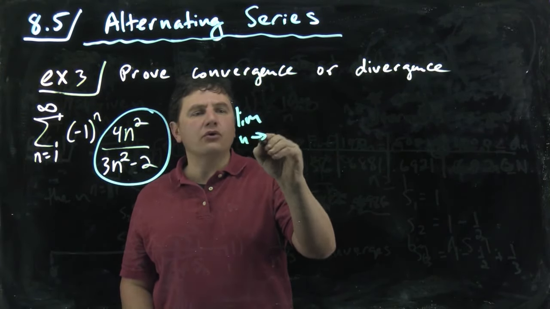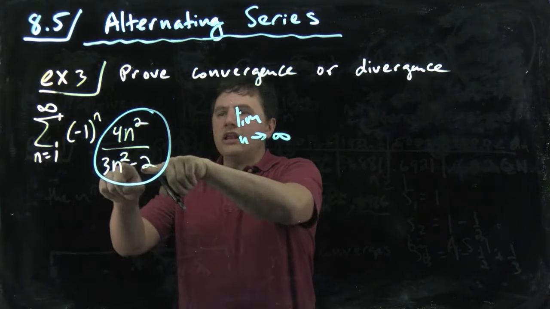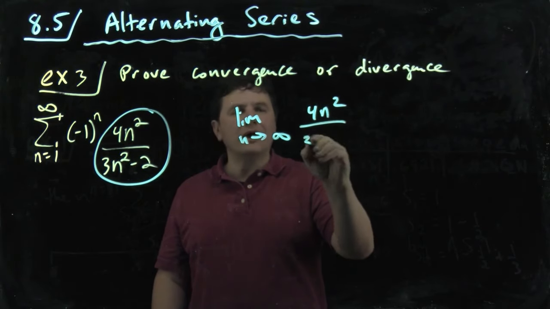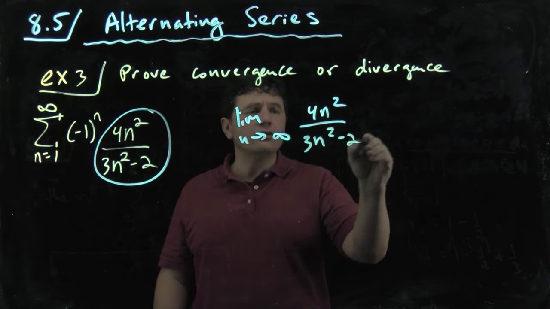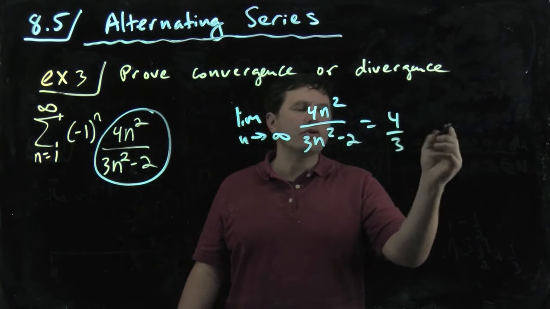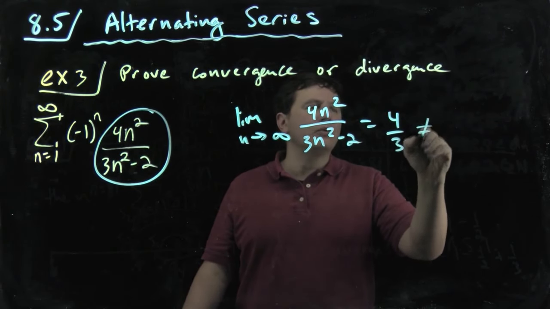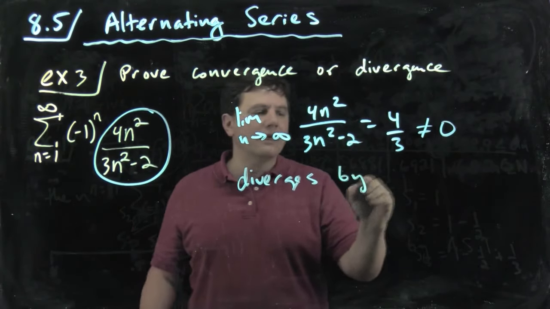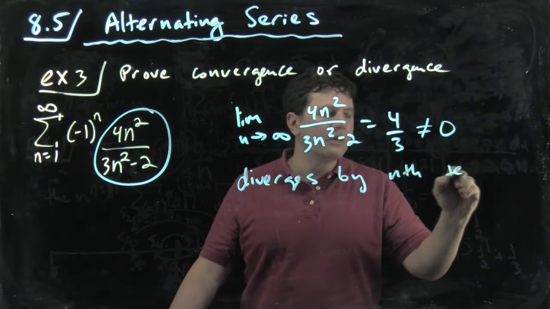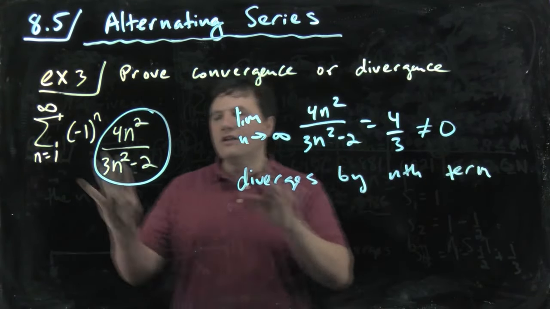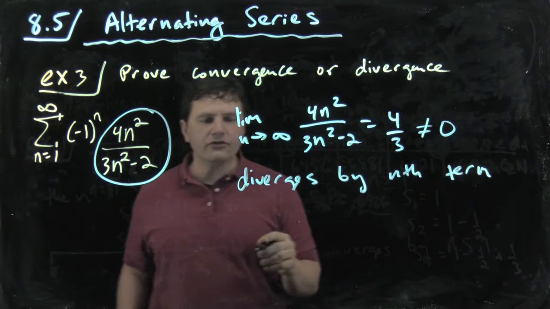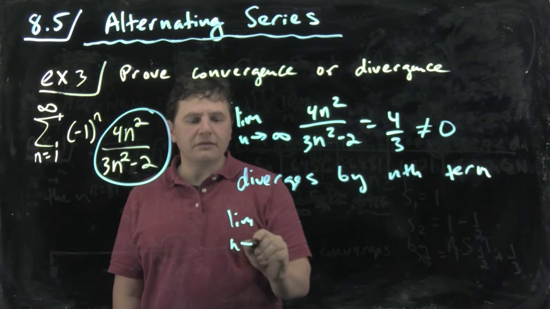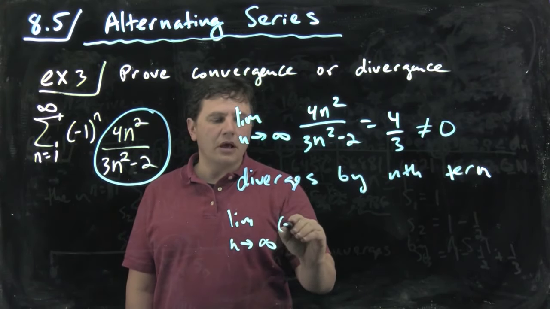The limit as n goes to infinity, and you can either isolate this, it does not make a difference, of n squared minus 2 equals 4/3. That is not equal to 0, so this thing diverges by the nth term test. It makes no difference that it has an alternator. Even if I consider it with the alternator, if I use the strict definition, I want to point out we still get a limit that does not go to 0.